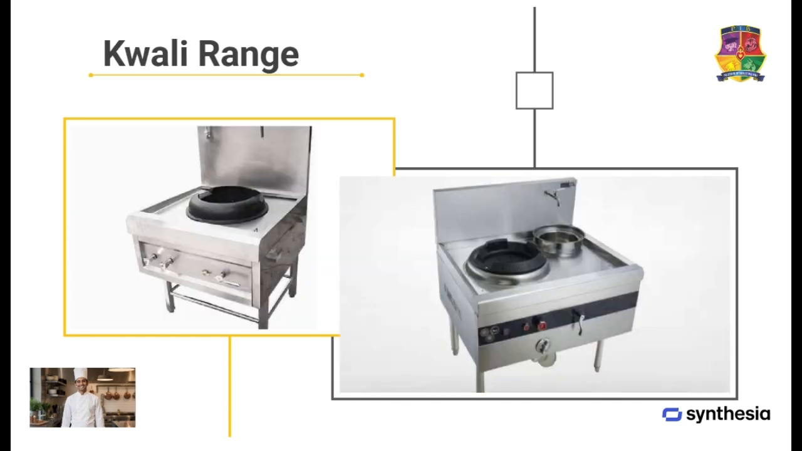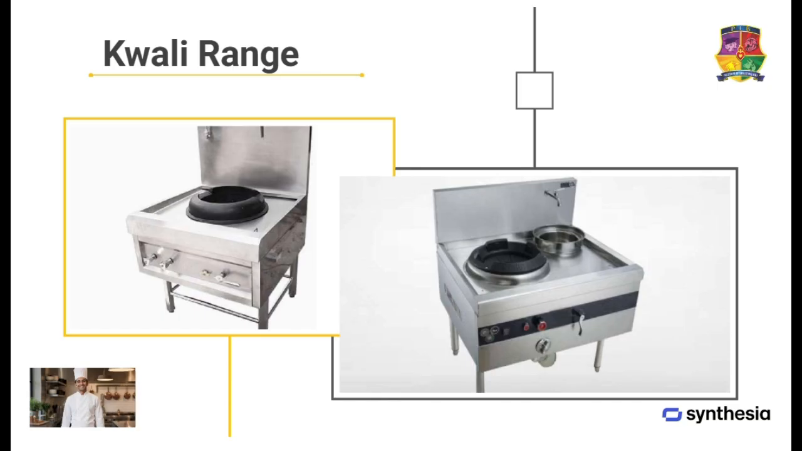Now we come to the fifth type of range top, the quali range. As you can see from the images, the quali range has a large and heavy-duty cooking surface with a large burner designed to accommodate larger cookware. This type of equipment is commonly associated with high-volume cooking and Asian-style cooking operations, where chefs may use large pots, woks, or other large cooking vessels. One of the advantages of this equipment is its ability to provide strong and concentrated heat, which is useful for cooking in large quantities and for cooking techniques that require high heat.